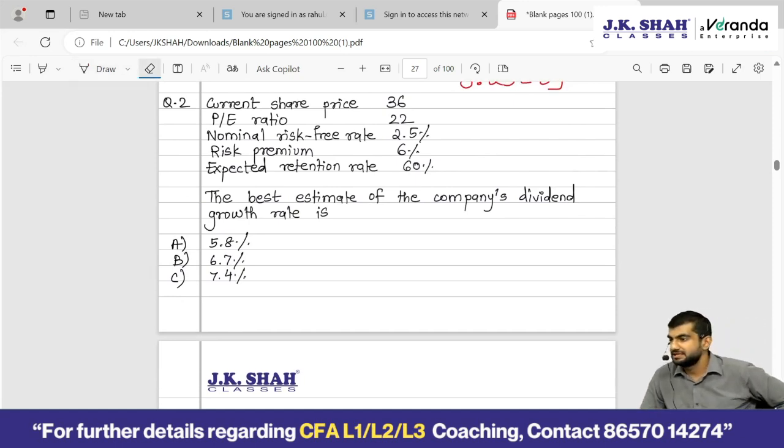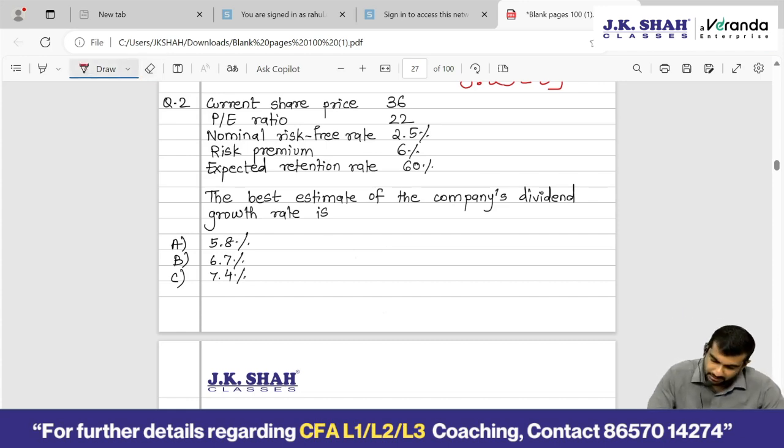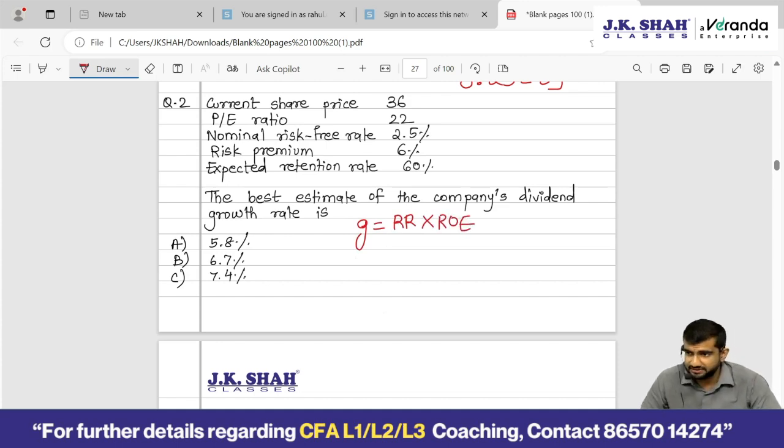Now see, this is a very special question. Understand, we have to find out what? Growth rate. So much info given, confused. What to do? Write it down. One way you can get the growth rate is retention ratio into return on equity. Retention ratio is given, but return on equity is not given, and there's no way you can find that out. Okay?